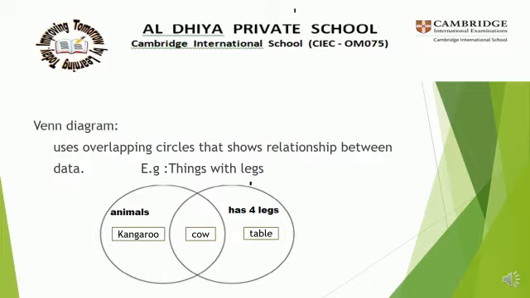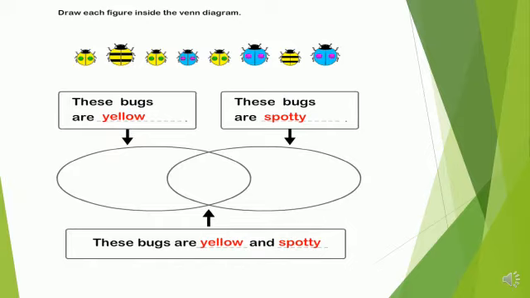Then I am going to give 2 more examples for the Venn diagram so you can understand clearly. See the next one. This is draw each figure inside the Venn diagram. You can see the two overlapping circles. We are going to enter the given data here. See the arrow mark, they have given these bugs are yellow. You have to draw the bugs that are yellow.